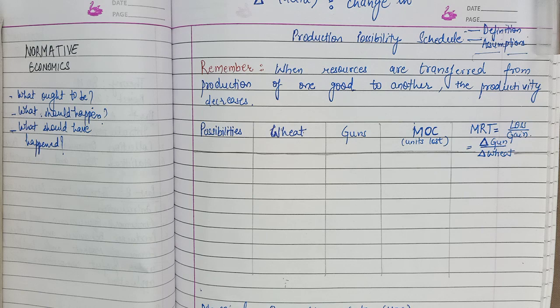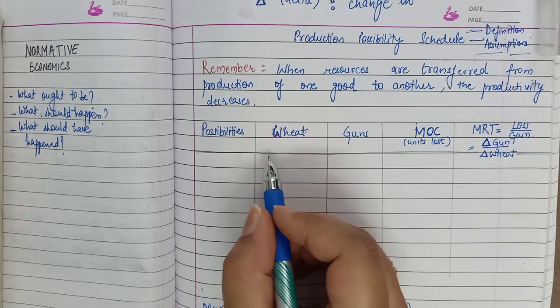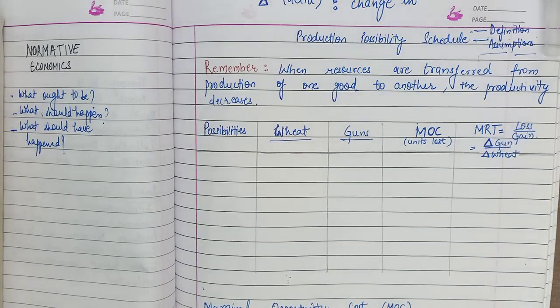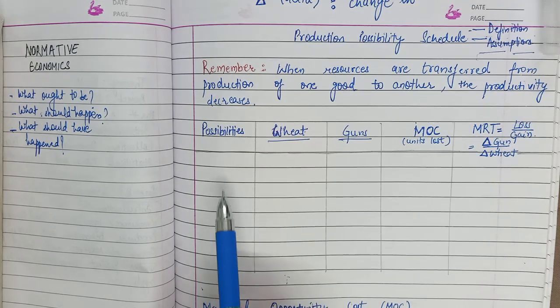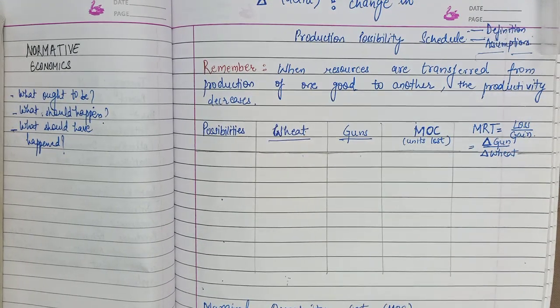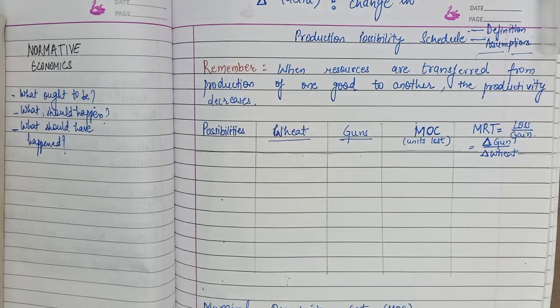Okay, so it is a graphical representation of possible combinations of two goods, because we are assuming that the economy is only producing two goods, and here in our case we have taken one good as wheat and another good as guns. So all those possible combinations of two goods that the economy can produce with given resources and technology. What do we mean by given resources and technology?